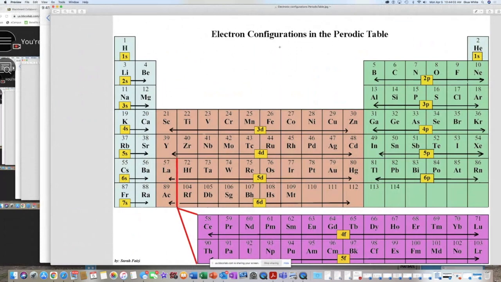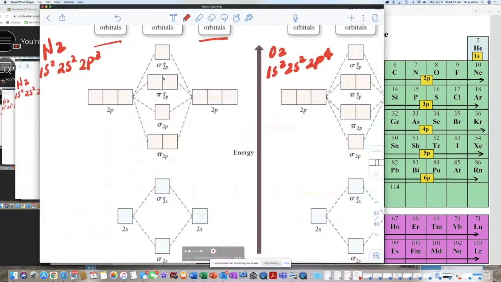Nitrogen has 7 electrons. So nitrogen essentially is 1s2, 2s2, 2p3. While I'm here, I'm going to work that for oxygen too. Oxygen is 1s2, 2s2, 2p4. So I'm going to go back to my right here and work this out on here.